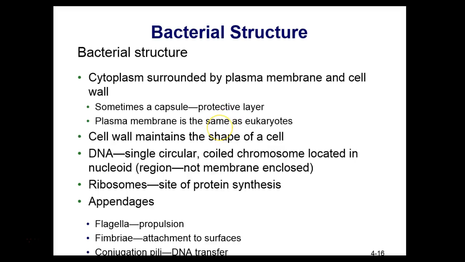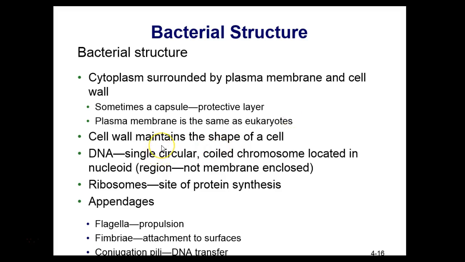Here is what you will actually see. I'm not going to talk about all of this, but this figure right here is 4.6 in your textbook. As stated before, it's not as diverse, but it does have a cytoplasm. It has a plasma membrane, which regulates what can actually enter and leave the cell. The plasma membrane of the bacteria is the same as for both the plant and animal cell.